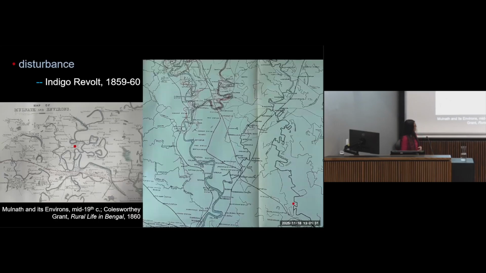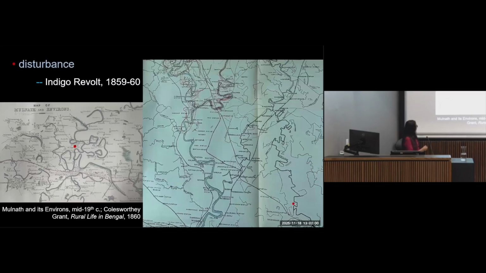So what happens is that all of the indigo plantations, and there were some major concerns like the Bengal Indigo Concern, basically a company, and it had something like, if I remember my numbers correctly, about 15 different plantations. One of them, very well known, is Mulnath here. Notice we don't see the detail here. Notice the details here. This is Mulnath and its environs.